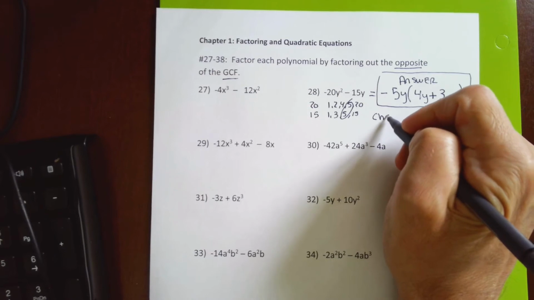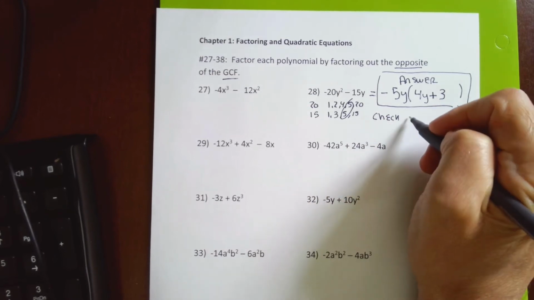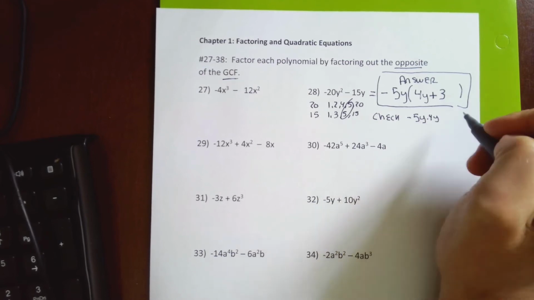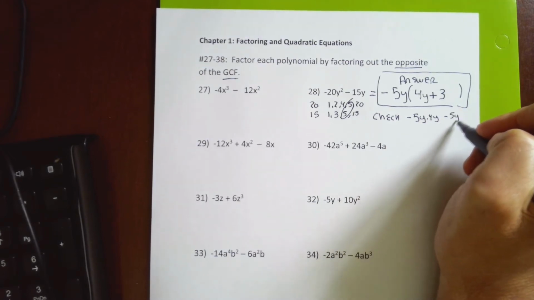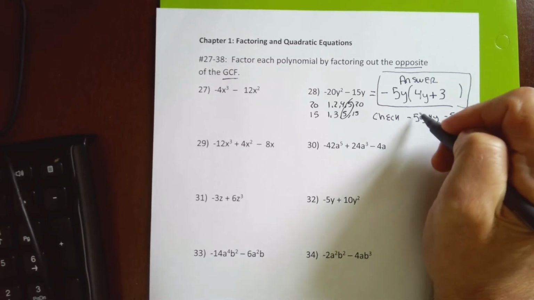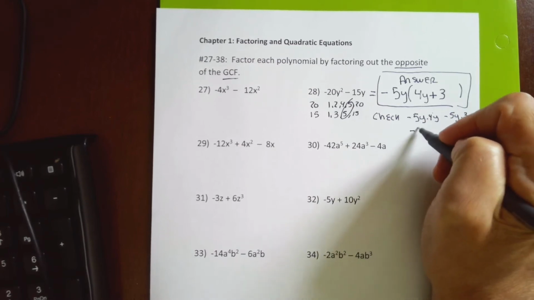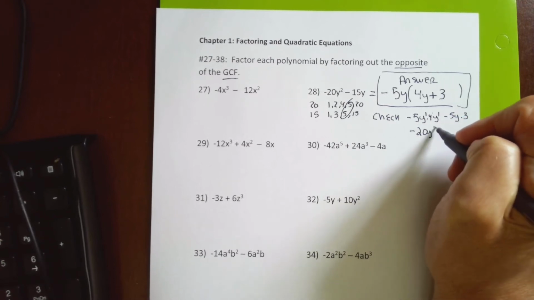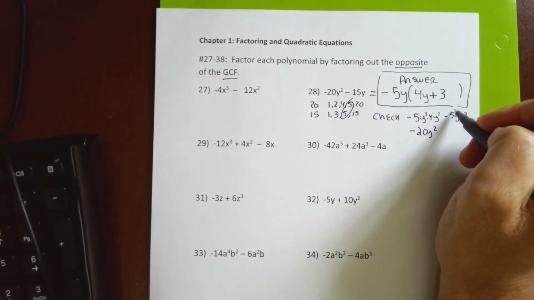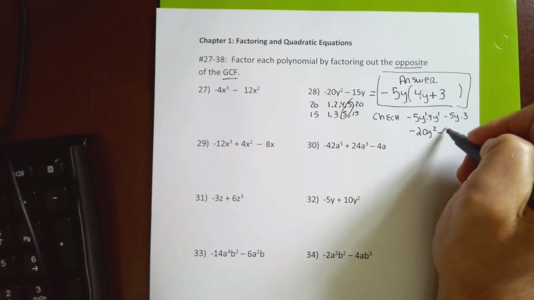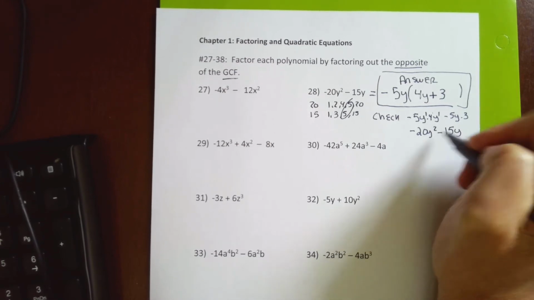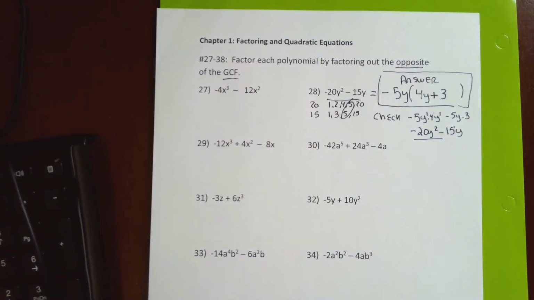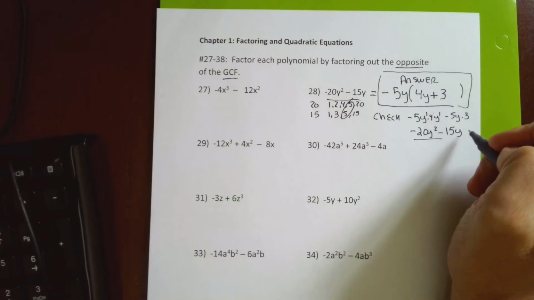But the checking part of this, if I wanted to clear the parentheses, I do -5y times 4y and -5y times 3. The first multiplication, I do -5 times 4, which is -20. I add the exponents of 1 and 1 on the y and get a y squared. Second multiplication, I do -5 times 3 and get -15, and I leave the y. I compare this to the original problem. Because it's exactly the original problem, my answer is correct.